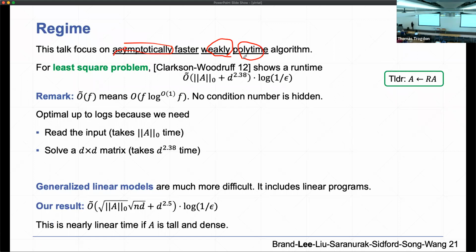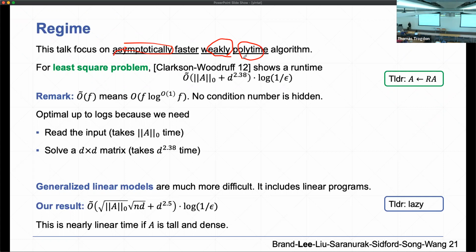Notice when the matrix is tall and dense, tall means n much larger than d, then our running time is linear, namely our running time is nd if n is large enough and A is dense. So this is already pretty nice.